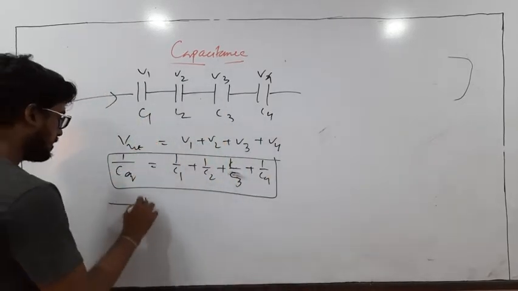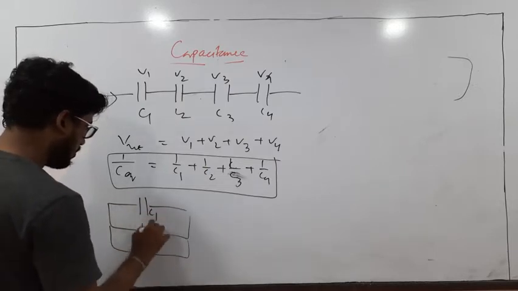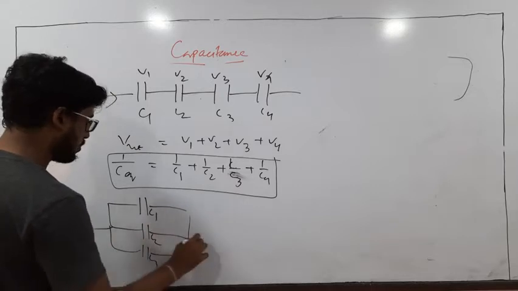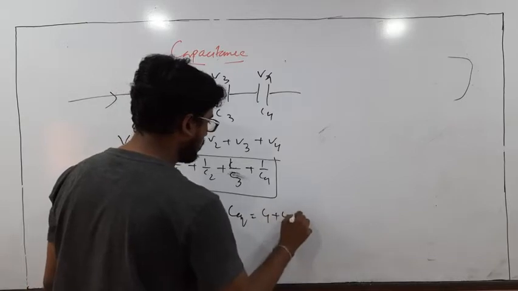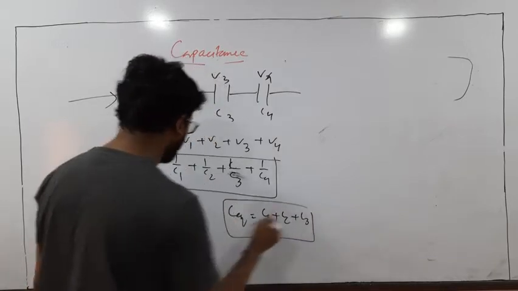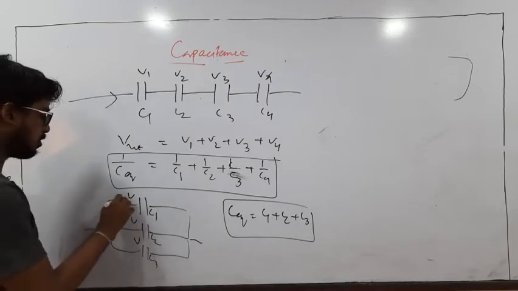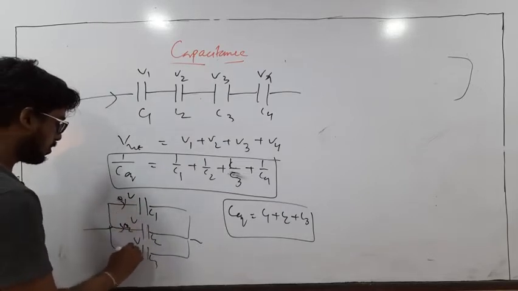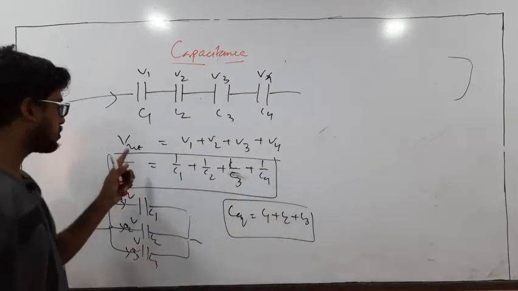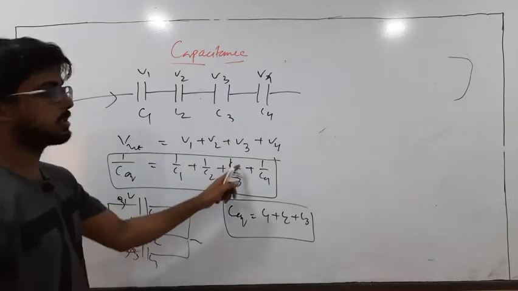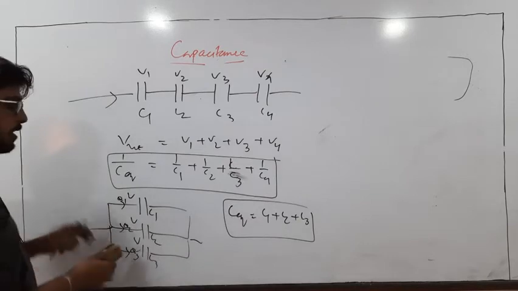And the same applies for parallel. If there are parallel capacitors C1, C2 and C3 connected across a cell, the equivalent capacitance C equivalent will be C1 plus C2 plus C3. Here the charge is additive in nature. The potential across each capacitor remains constant, but the charge will be different. So the equivalent capacitance in parallel combination will be C1 plus C2 plus C3. In series combination it will be 1 by C equivalent equal to 1 by C1 plus 1 by C2 plus 1 by C3 plus 1 by C4. Clear? And you have to remember this formula for solving numericals.